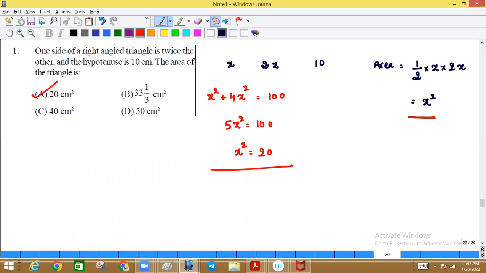What is the rule that I have used there? Pythagoras rule. Side square plus side square is equal to hypotenuse square. So by using it, we got x square equal to 20. Here area is also what? x square only. Therefore, our answer is 20.